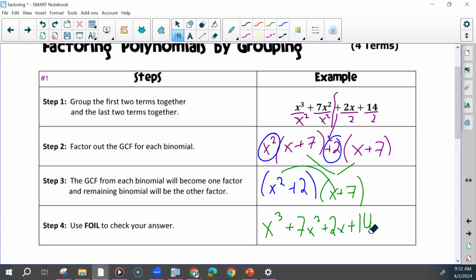So if you get the original at the end, you know you did that right. But again, that is just a check-yourself step. You don't have to do that step. Questions on how we factor by grouping? Yes.